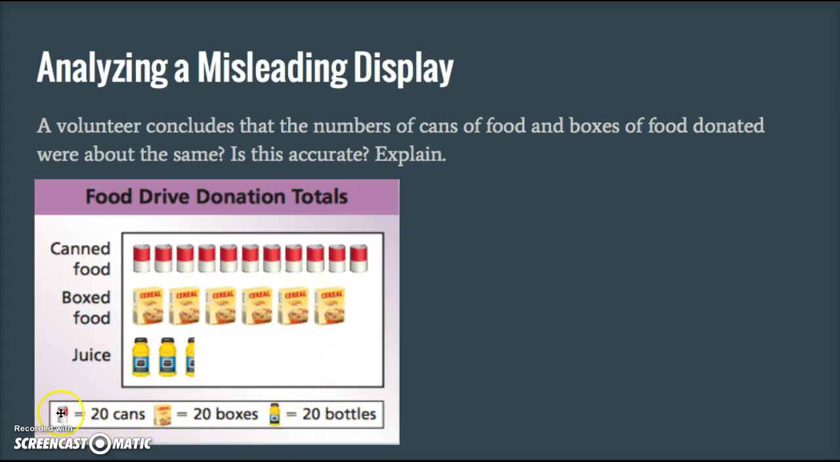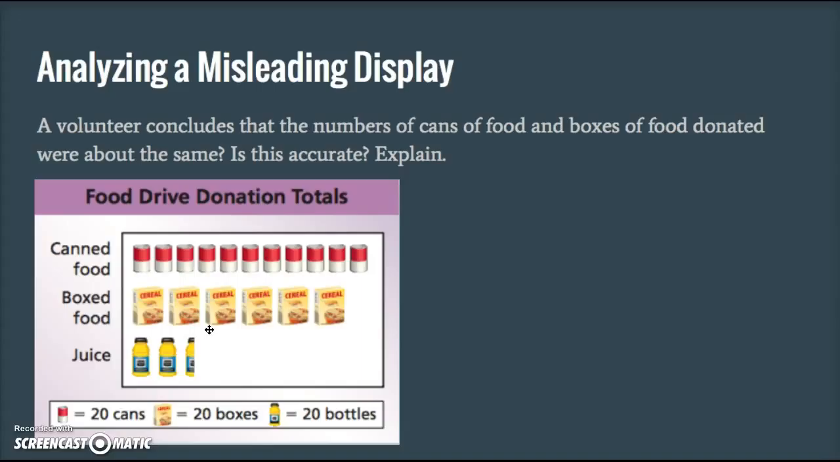And if you look down at the key, each can represents 20 cans. Each box represents 20 boxes. Now, if a can and a box were the exact same size, it would be really easy to tell which had more donated. But if you just look at this and count how many cans here, 1, 2, 3, 4, 5, 6, 7, 8, 9, 10, 11 cans as opposed to only 6 boxes. So even though the pictures come close to about the same place, there are way more cans than there are boxes, and that's just based on the size of the picture.